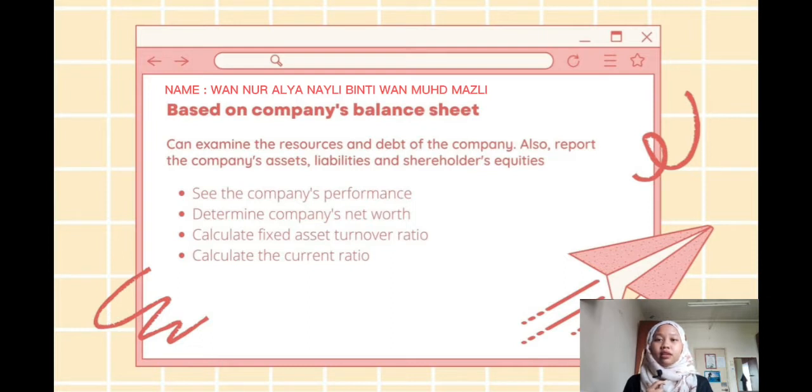Other than that, we can calculate the fixed asset turnover ratio by dividing the net sales by their average fixed assets, so that we can see how much revenue the company gained from its assets and whether the assets are managed efficiently. We can also calculate its current ratio, which will measure the financial risk of the investment. So, based on all the reasons, I think the balance sheet is a great factor to be considered before making an investment. I think that's all from me, and I will pass to my friend Fizi.